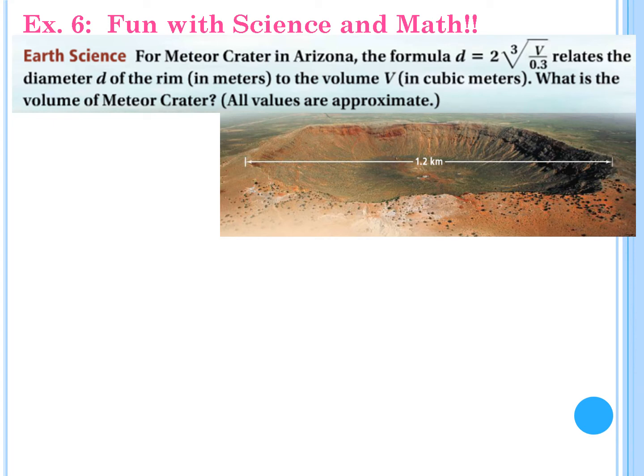So the work that I'm showing up here is the work that I want to see. All right, let's look at example 6. Fun with science and math. And I know all y'all out there just rolled your eyes, and that's okay.